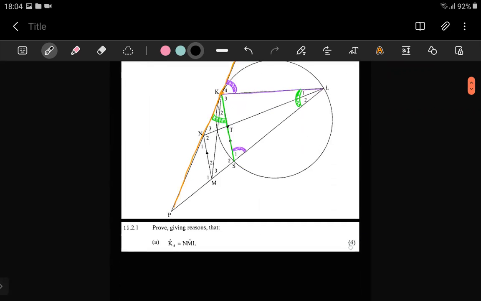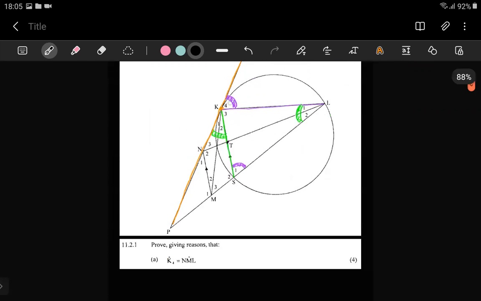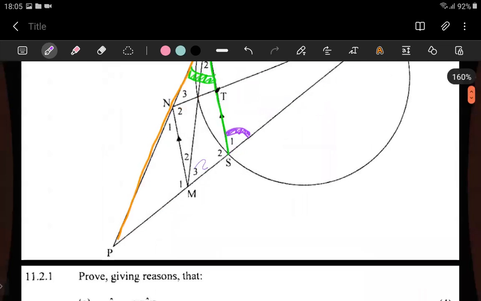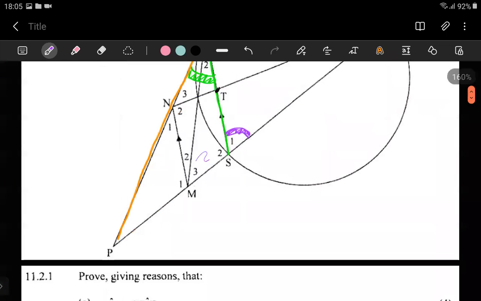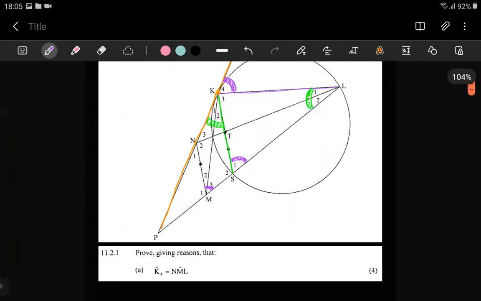The first question, for 4 marks, says, prove, giving reasons, that K4 is equal to NML. Where is K4? K4 is over there. And then the angle they're talking about is NML. So it's this one here. I'm going to deliberately label it in purple, because we labeled K4 in purple.